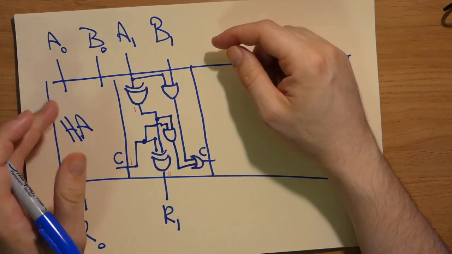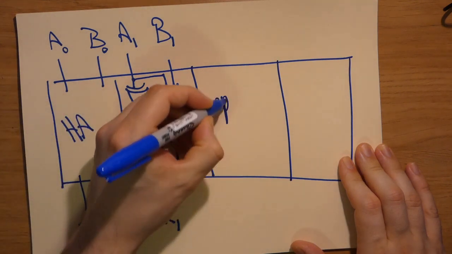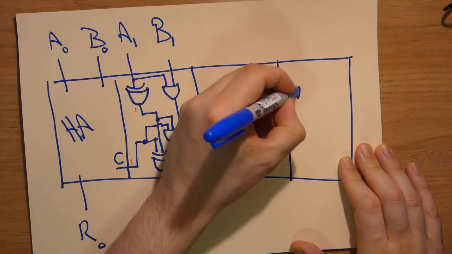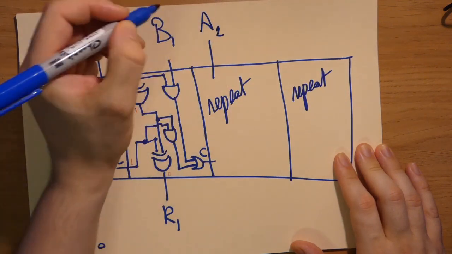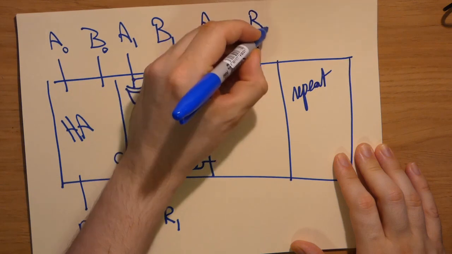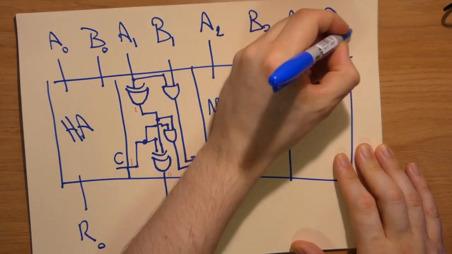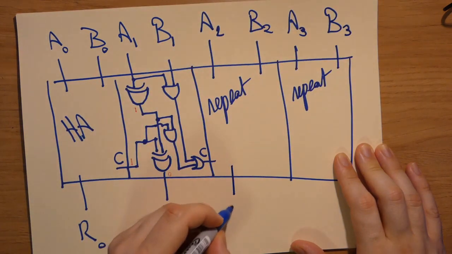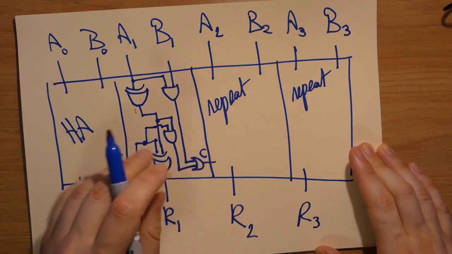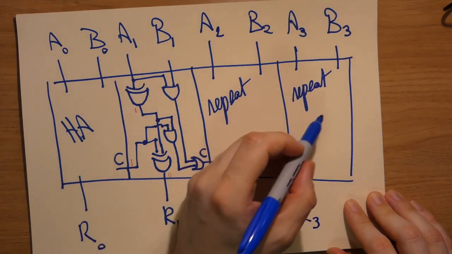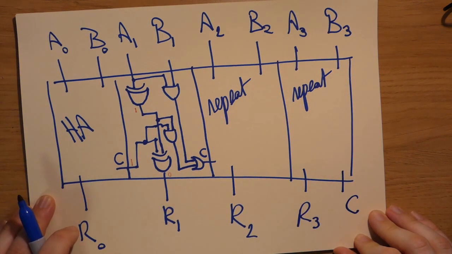Like this. So the rest is just rinse and repeat. I'm going to have R2 here. I'm going to have R3. And now the only difference is that the carry, I also need to get the carry coming out here.